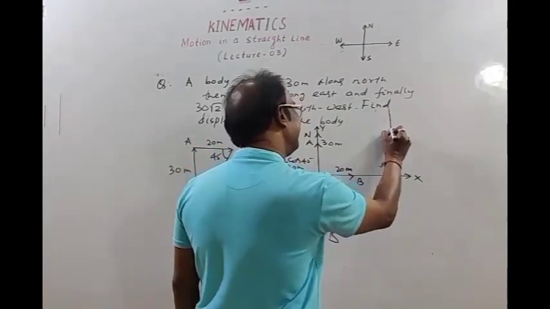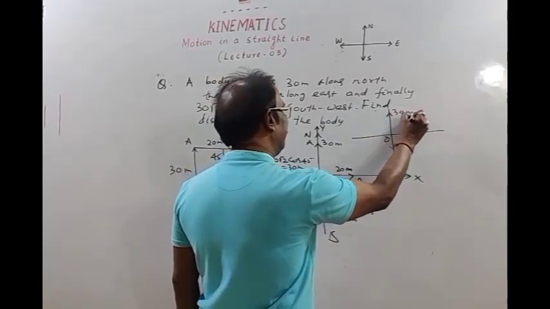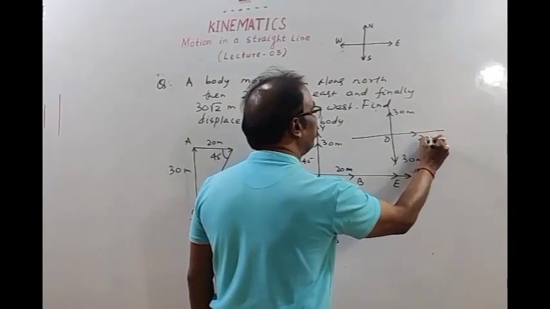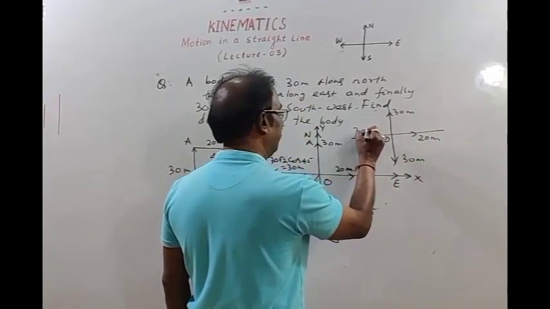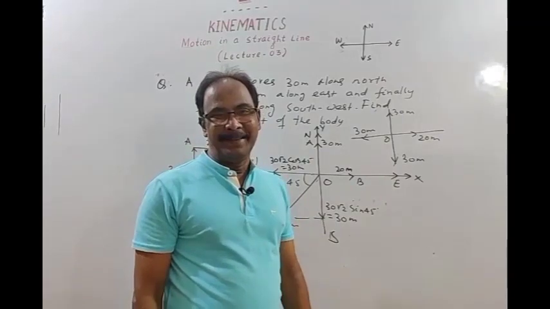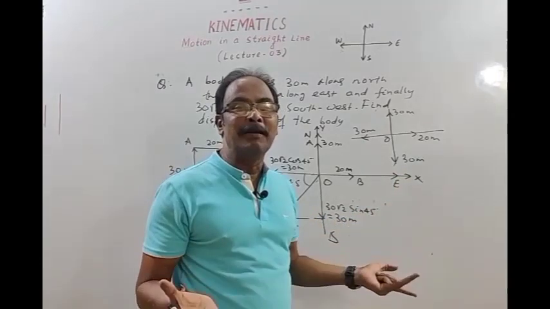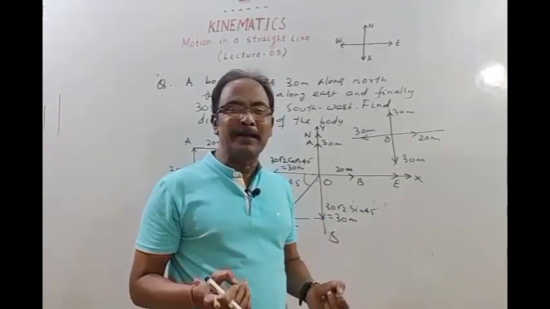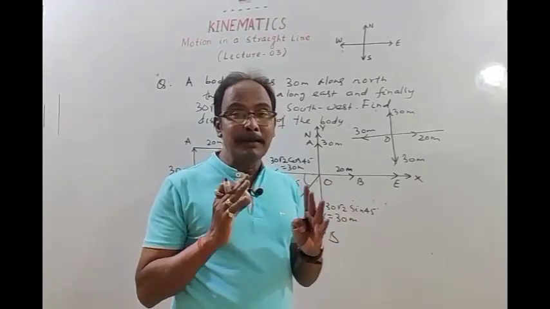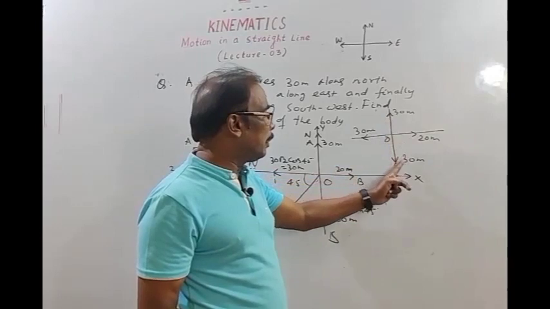I am doing it here in smaller space. Along north 30 meter, along south 30 meter, along east 20 meter, along west 30 meter. So these are two displacements along north and south. They are equal in magnitude but opposite in direction. If two vectors have the same magnitude but are oppositely directed, then the resultant of these two vectors will be 0.